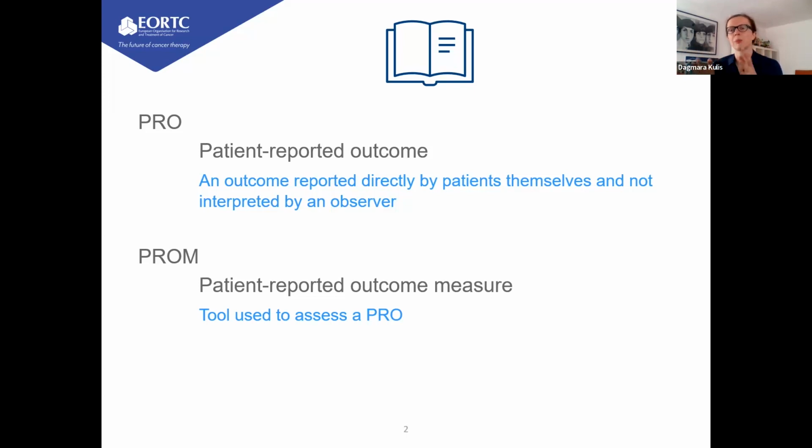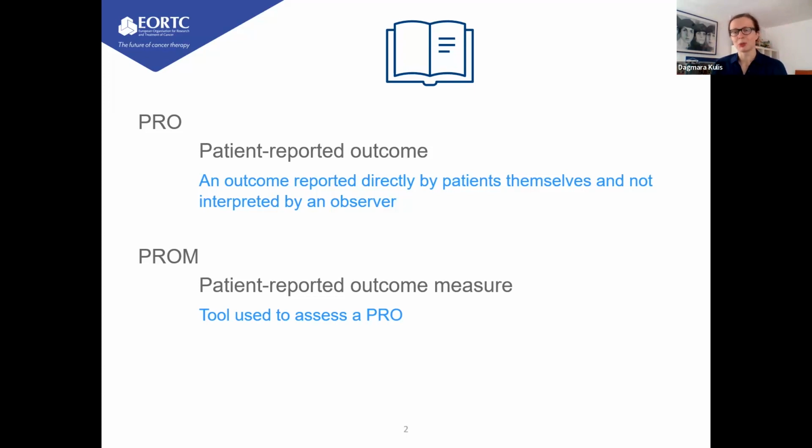Here we are talking about the patients themselves. And then we have the PROM, which is the patient-reported outcome measure. So this is basically the tool that we use to assess a PRO. So it can be a questionnaire most of the time. That's what I work in. In real life, those two words are used very interchangeably.